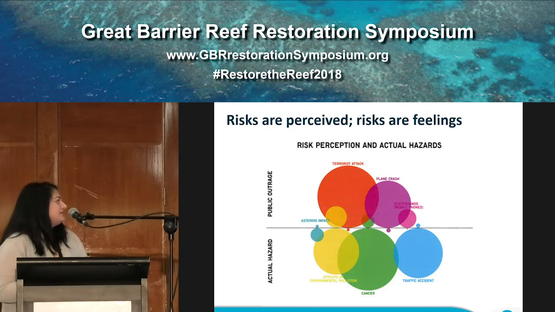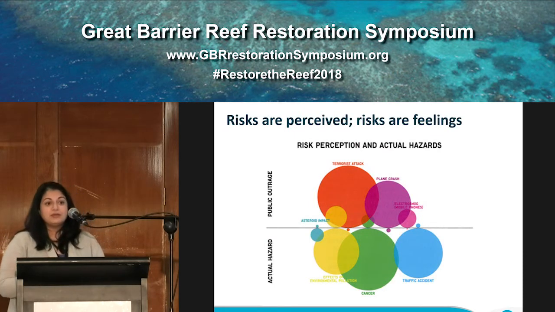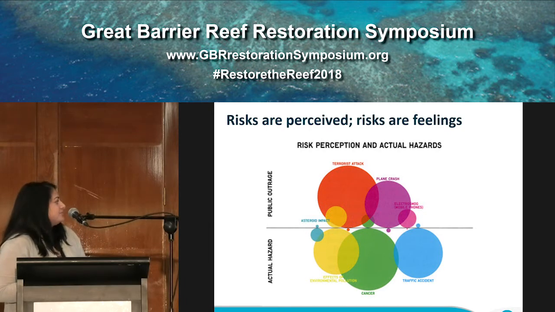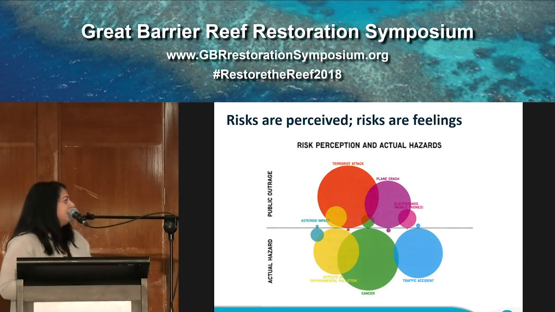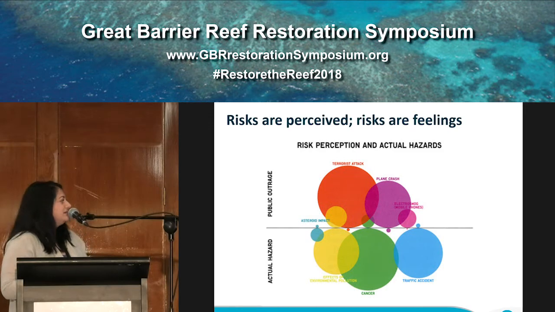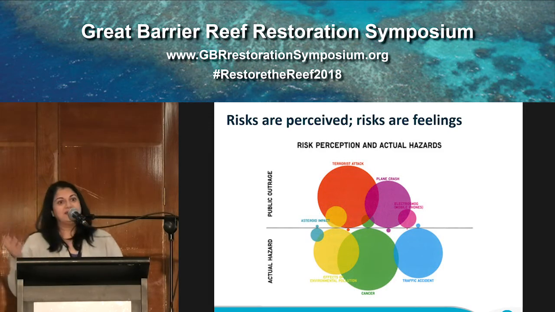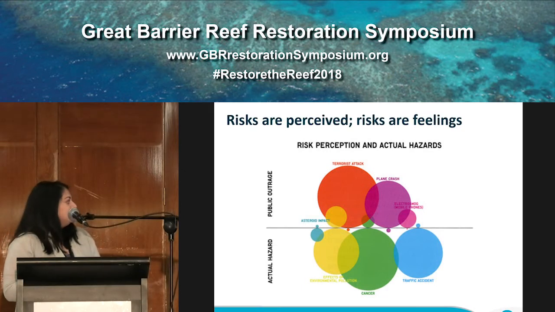So this is just an example of how risks can be perceived and how emotion plays a role in our perception of risk. So this is a kind of classic example about the way people think versus what the reality is in terms of hard data. So in the big orange circle, or red circle, you can see that the public risk of terrorist attacks is pretty high, especially if you're talking about the US. But in reality, or the actual possibility of that hazard is quite low.